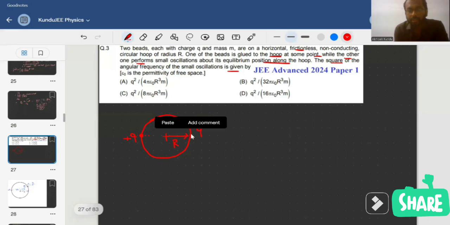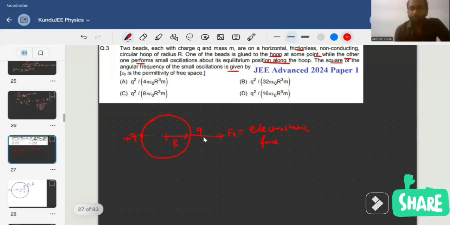At this position, it will only have a radial component of the electrostatic force. It does not have any tangential component of that force. The entire electrostatic force is radially outward.